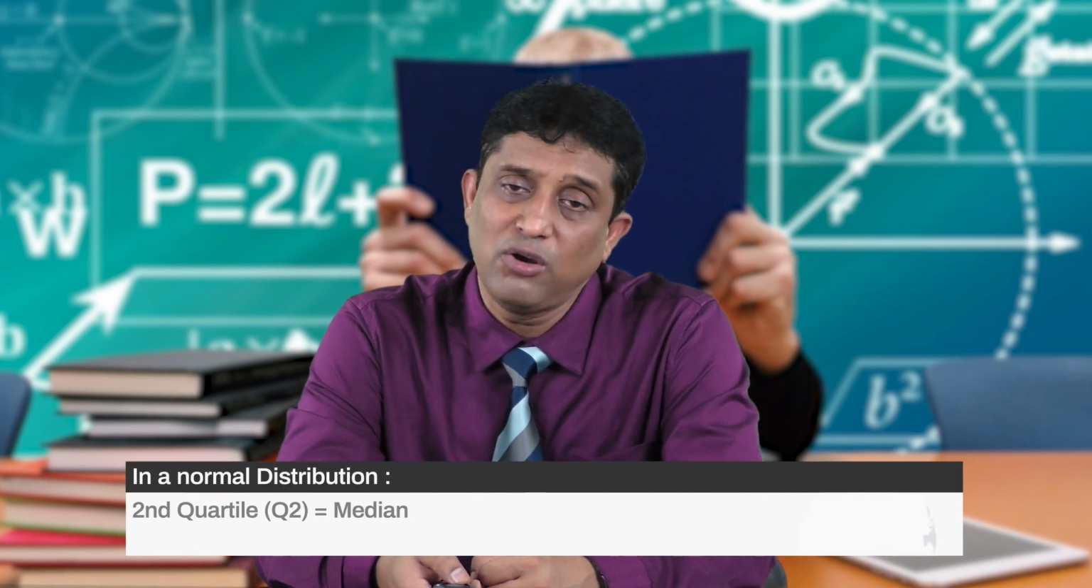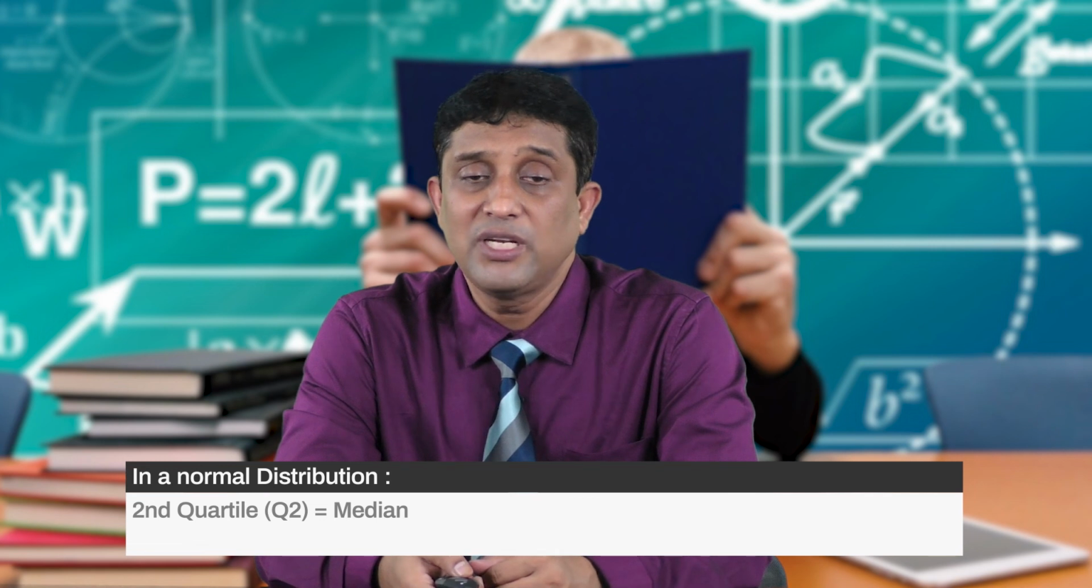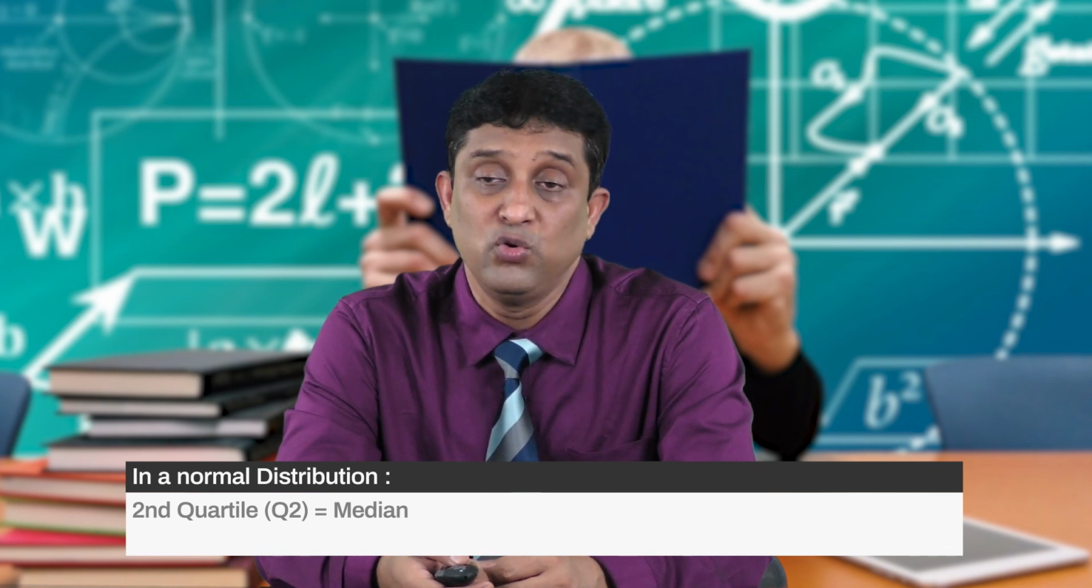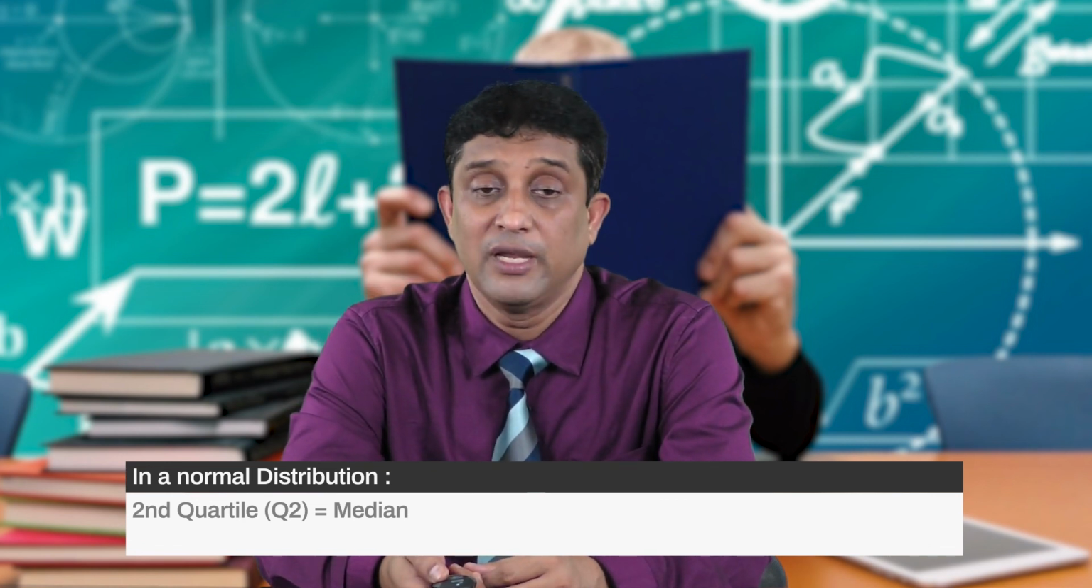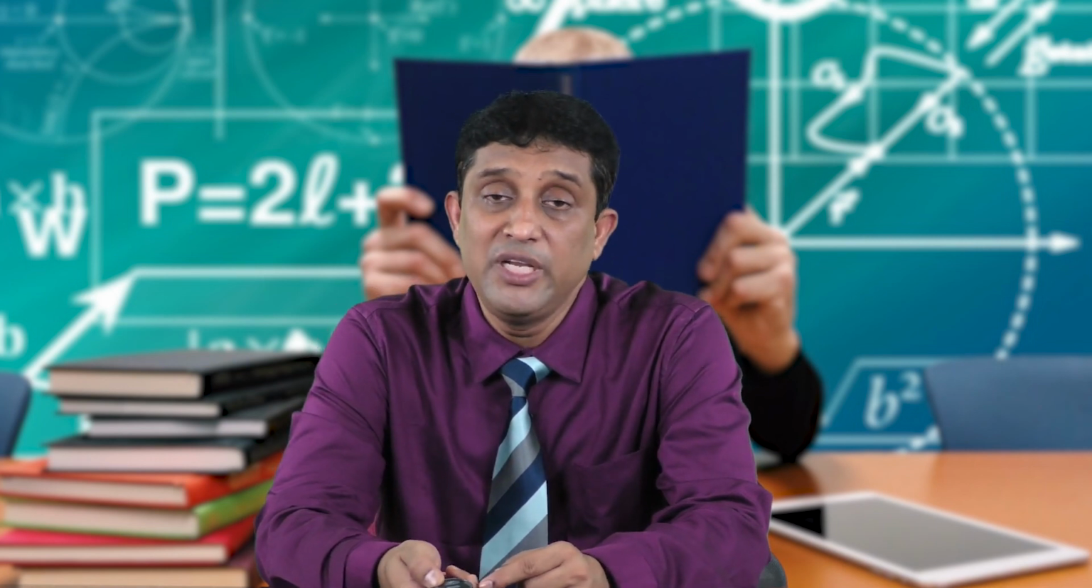And in a normal distribution, if the distribution is not skewed either on the positive side or on the negative side, the second quartile, that is called Q2, is equal to the median. Okay, so keep it in your mind. Many a time you will face such a situation: in a normal distribution, Q2 is equivalent to the median score of the distribution.